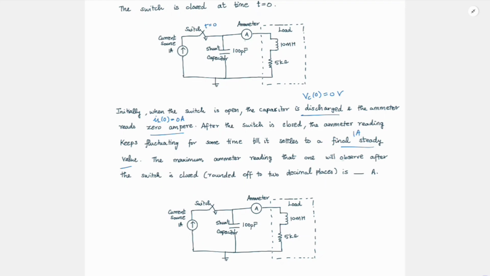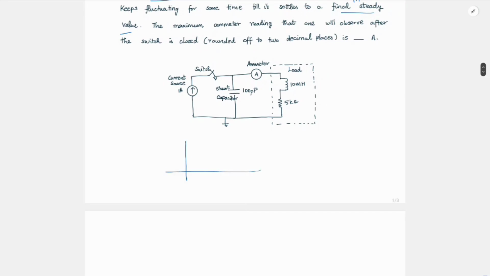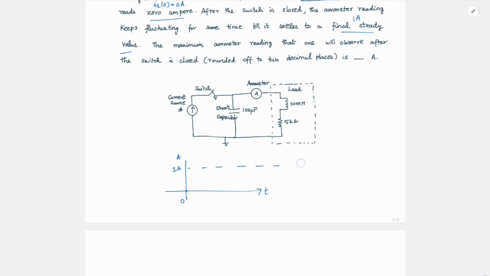The maximum ammeter reading that one will observe after the switch is closed, rounded off to 2 decimal places, is dash ampere. So we know that the starting value of the ammeter is 0 ampere and finally it reaches 1 ampere, right? So let's say this is the ammeter reading. Initially at t equal to 0, it is 0, and at some infinite time it reaches 1 ampere. But we don't know what is happening in between. So if it is a first order system, how will the settling be? It will just be an exponential response. It will never cross the 1 ampere mark. So I'll call it first order. It means that it has only one pole.